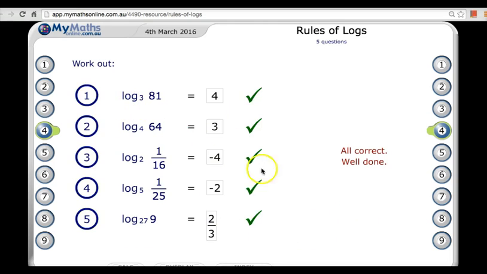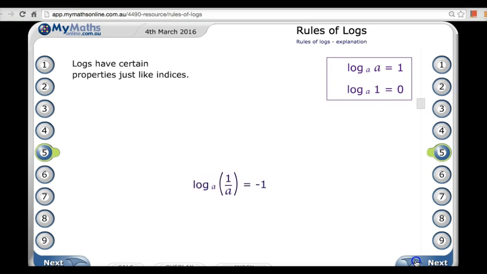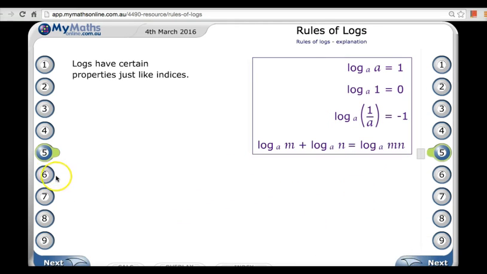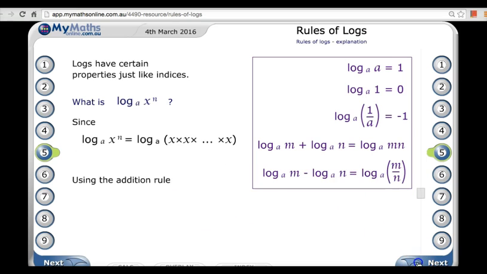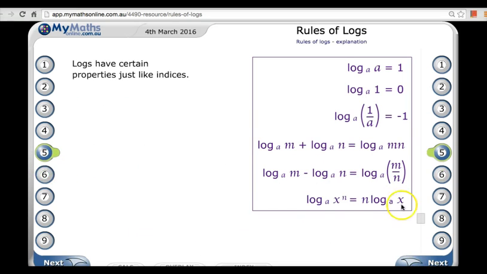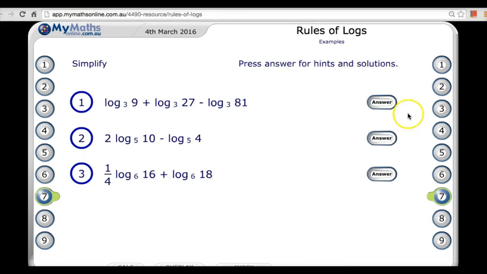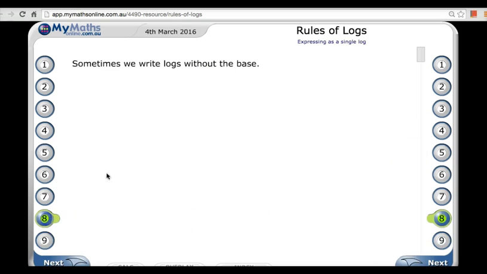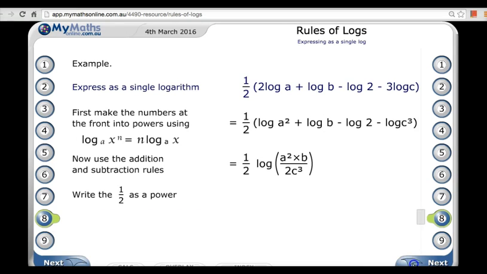So you do get to practice some questions and it will mark it for you, and just keep working through it. All the log laws that we went through today are all explained here as well. So it would be really good revision. And then you get to do examples. You can keep pressing next and go through all of this and all the different rules. Once you've finished all of that, there are examples here. They're the summary of the rules. Then there are examples here that you can do, and if you're not sure how to do them, you click on answer and it will work through them all for you. It also talks about log being base 10.